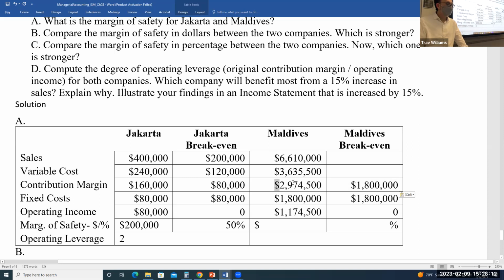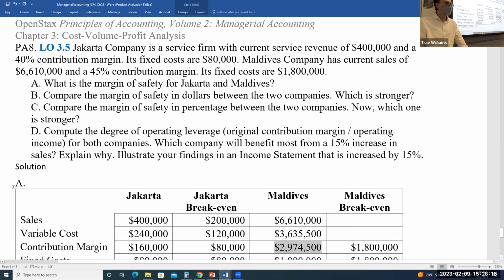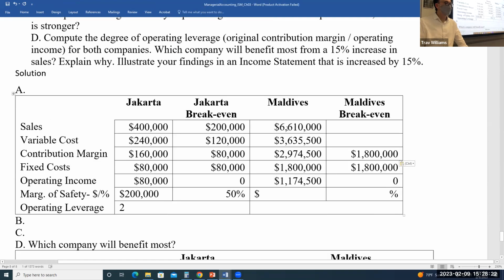We know that to get this contribution margin, it's set up here. They had a 45% contribution margin, right? So we took their sales times 45% to get this number. What we can do is take their contribution margin, divide it by 45% to get their sales.